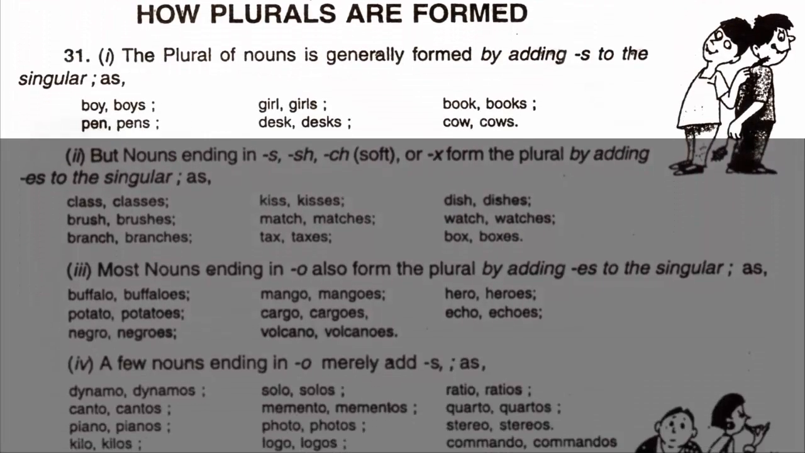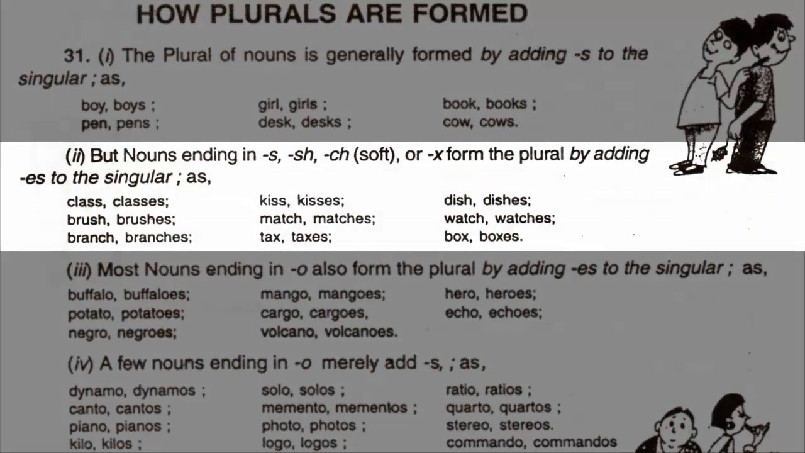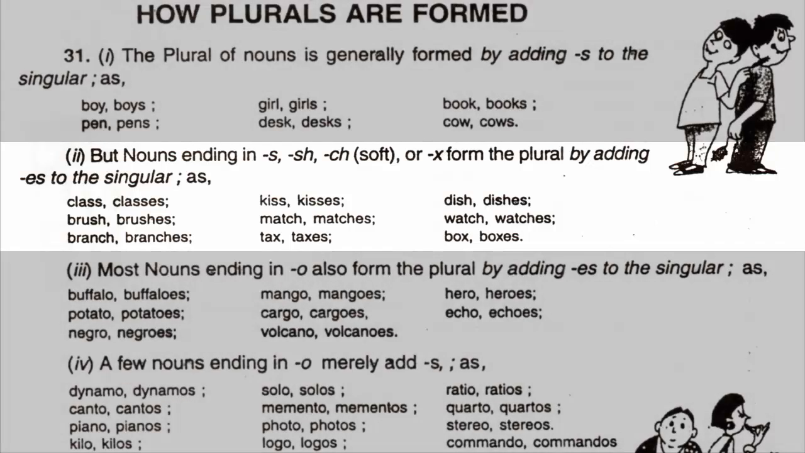How plurals are formed. The plural of nouns is generally formed by adding s to the singular. As boy, boys, girl, girls, book, books, pen, pens, desk, desks, cow, cows. But nouns ending in s, sh, ch, soft c, or x form the plural by adding es to the singular. As class, classes, kiss, kisses, dish, dishes, brush, brushes, match, matches, watch, watches, branch, branches, tax, taxes, box, boxes.